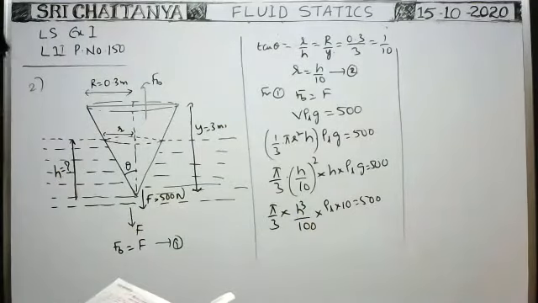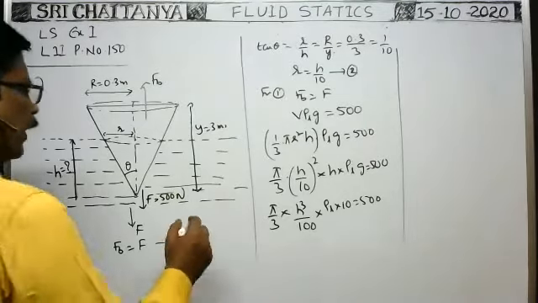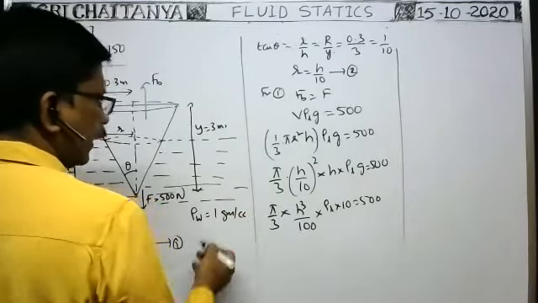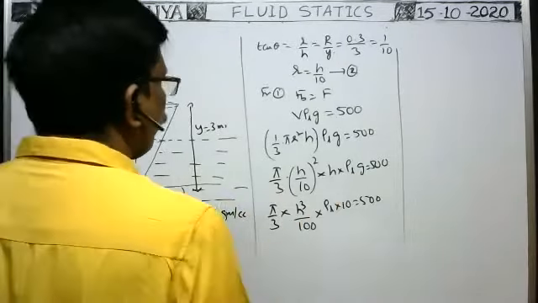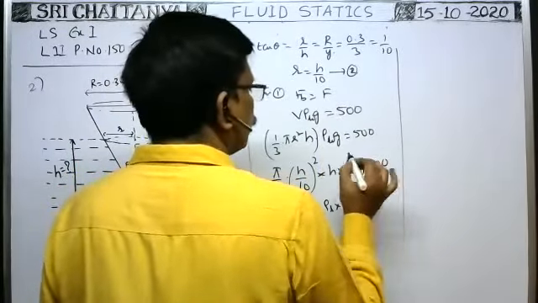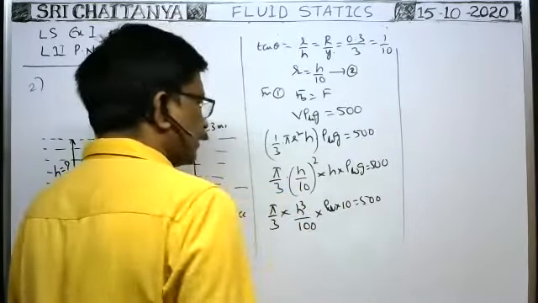Is it water? It is water only because it is not mentioned anything else. I think water only it is. The density of water is equal to 1 gram per cc. Even if it is not given, we can take it. The density of liquid means density of water only. So you write the density of the water here.